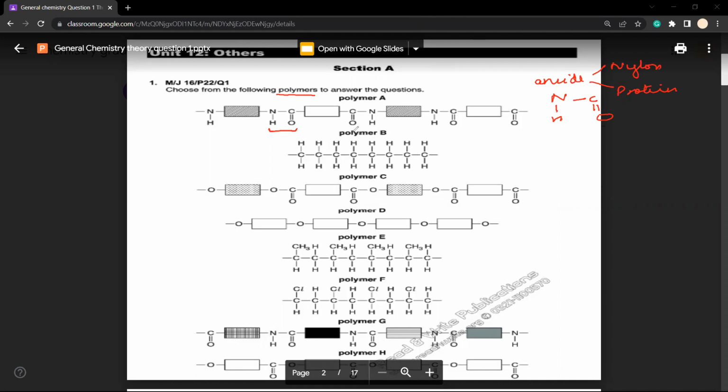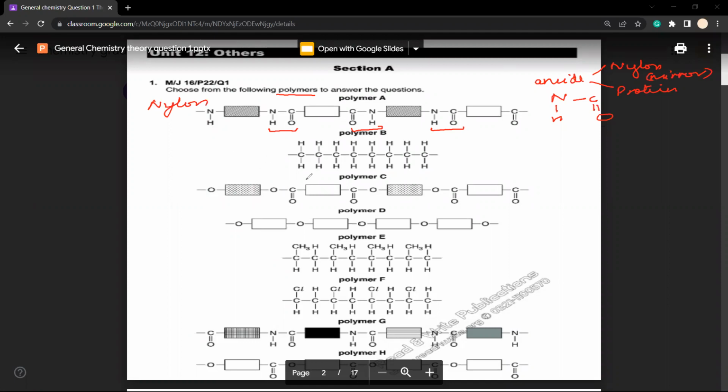Look here, the amide linkage has a mirror image, you can see, NHC double bond O, C double bond O NH, NHC double bond O, C double bond O NH. So I can quickly identify that where an amide linkage has a mirror image, wherever I'm going to get a mirror image, that means I have a nylon here, right? So this compound is nylon.